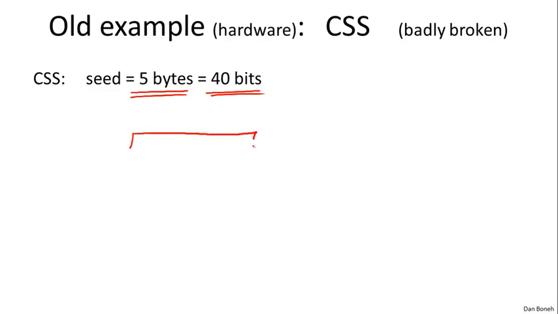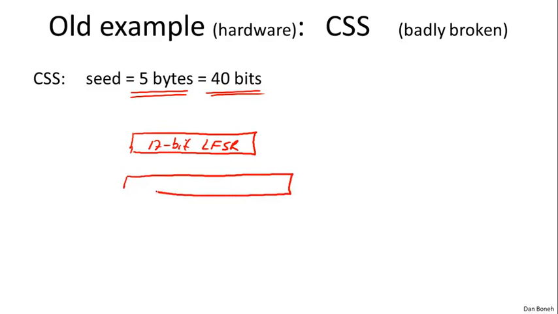Basically, CSS uses 2 LFSRs. One is a 17-bit LFSR. In other words, the register contains 17 bits. And the other one is a 25-bit LFSR. It's a little bit longer. And the way these LFSRs are seeded is as follows.